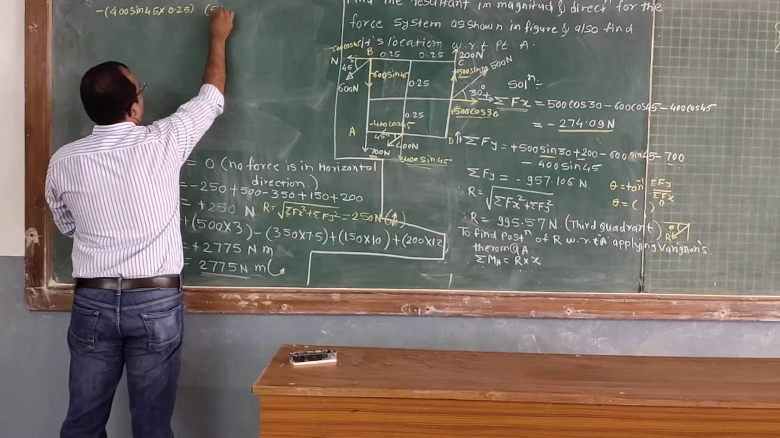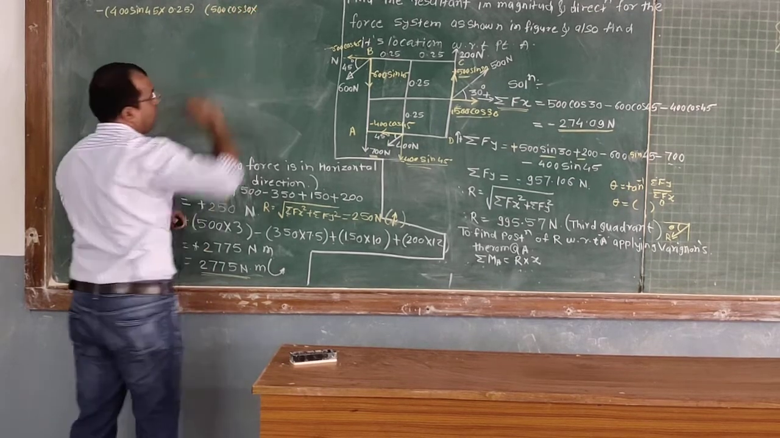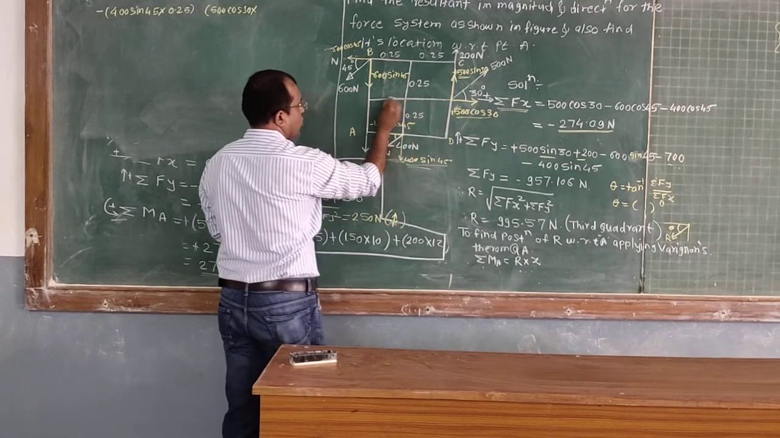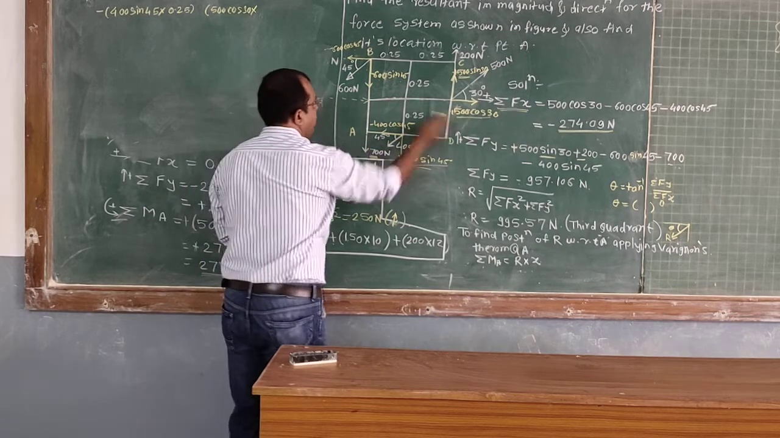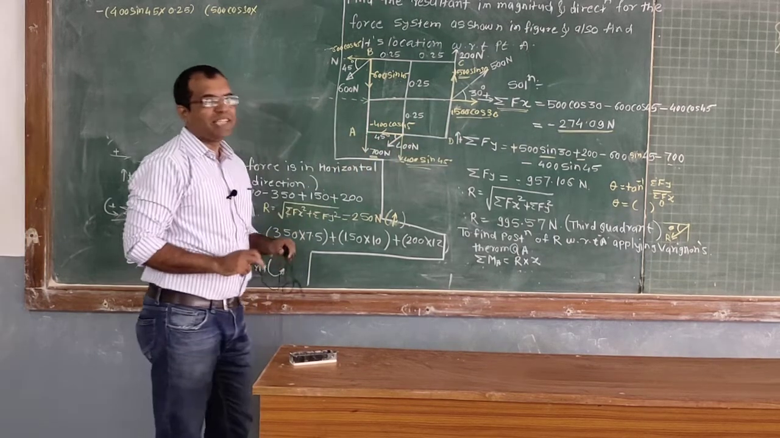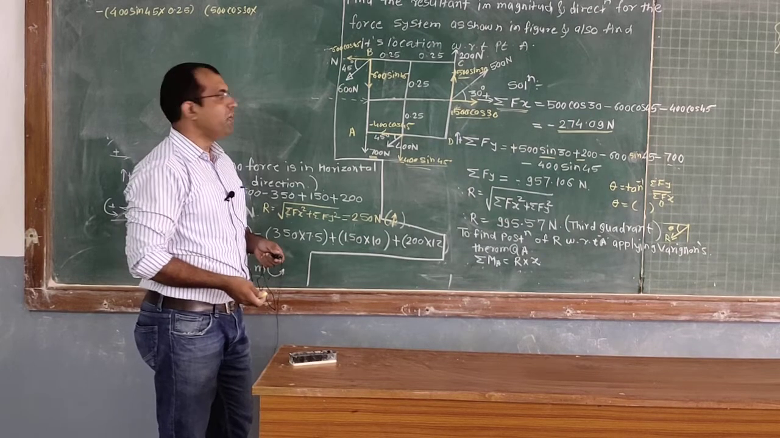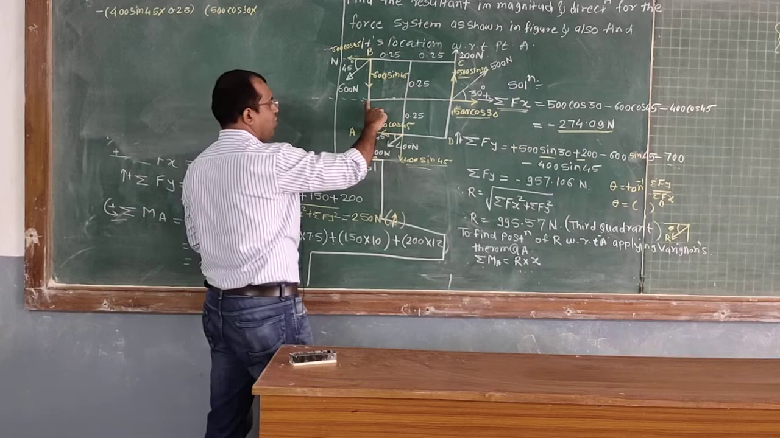Second component: 500 cos 30 multiplied by perpendicular distance. In order to find its perpendicular distance, can I show this force here? Is it possible to show the same force over here? Yes, it is possible by using the principle of transmissibility. We can show the force anywhere on its line of action. So from that we can find this distance.